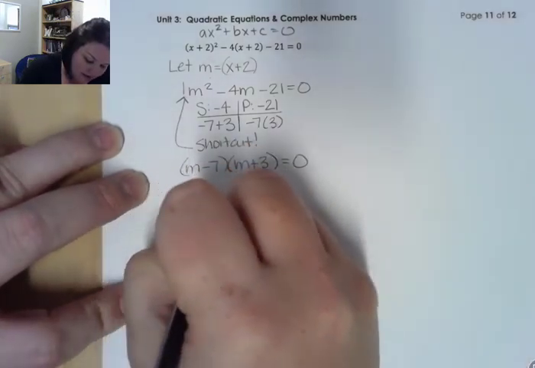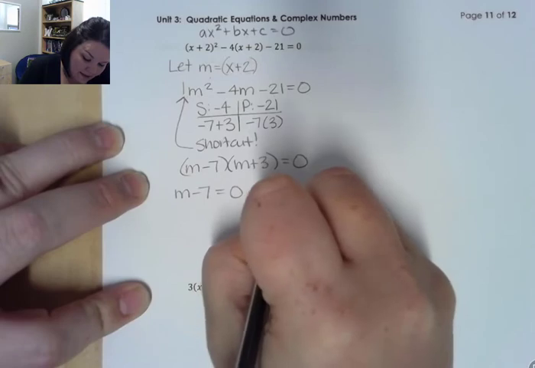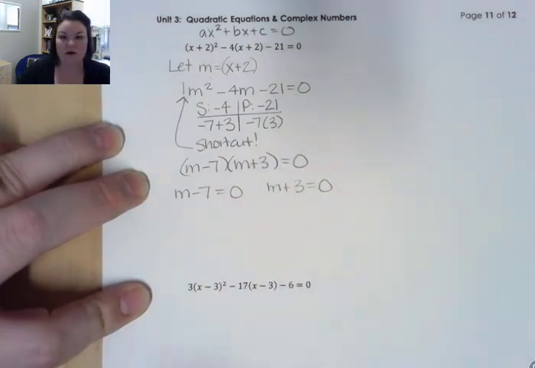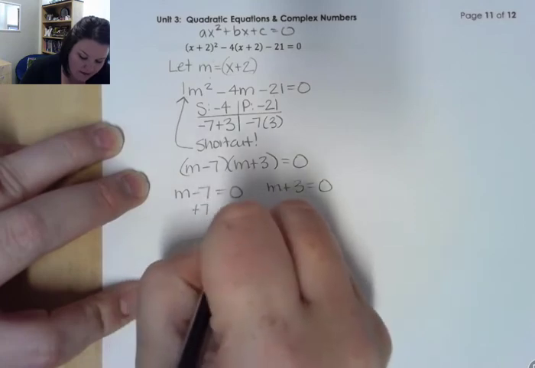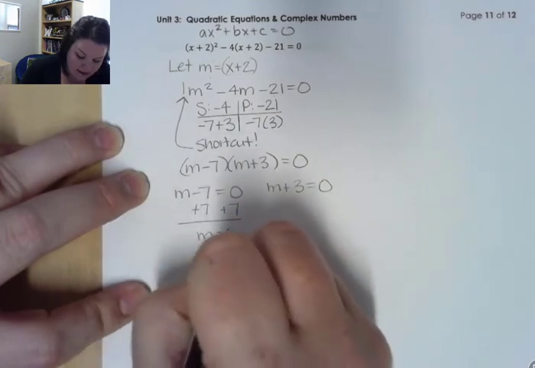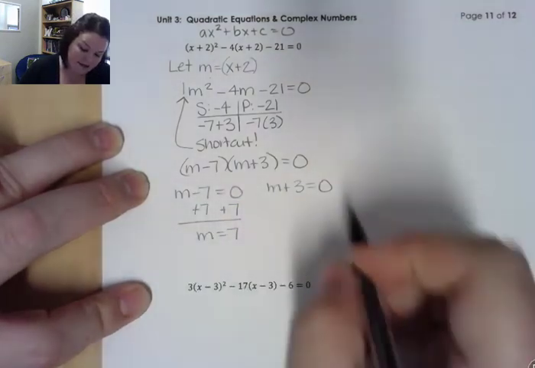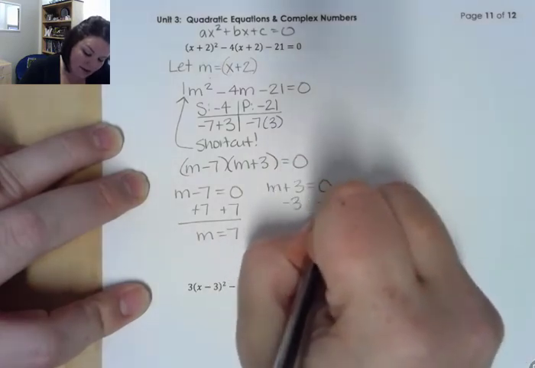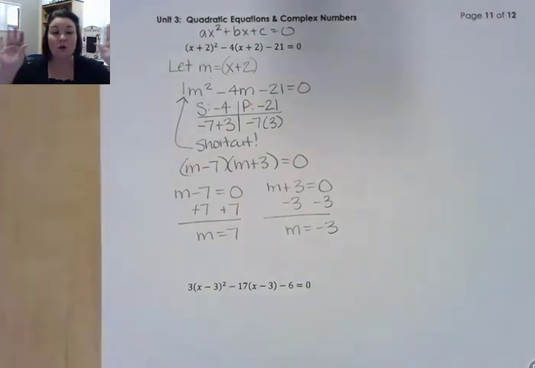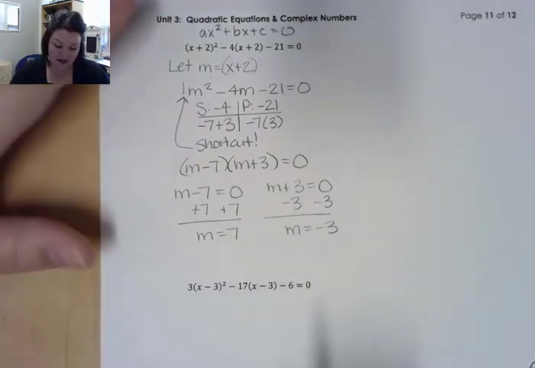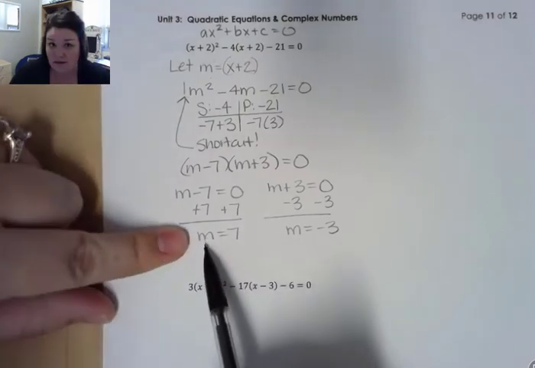So m minus 7 equals 0 and m plus 3 equals 0. When I solve this first one, I move my 7 over, so I get m is equal to 7. On the second one, I move my 3 over by subtracting, and I get m equals -3. Now, don't circle these, please, because these are not our answers, right? I got answers for m, okay?